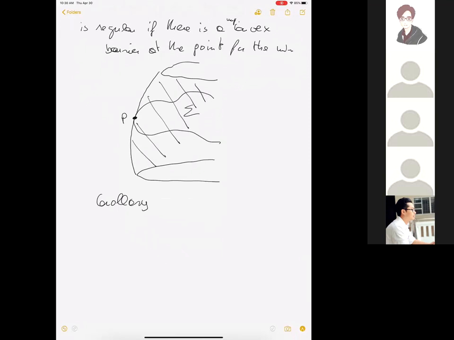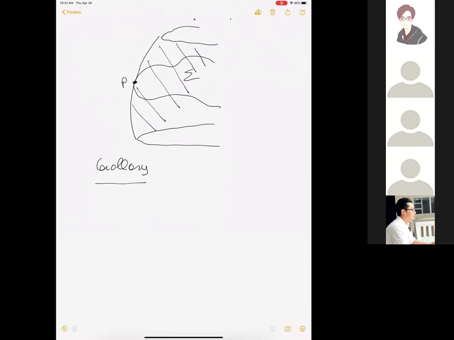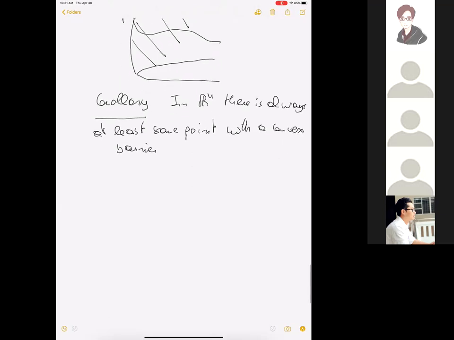Okay, so now this is actually a very nice corollary. And the very nice corollary that it has, together with a very simple geometric consideration, is that if the minimizer is in Rn, there's always at least some point where you have a convex barrier, right? So in Rn, there is always at least some point with a convex barrier. And the reason seems pretty clear.